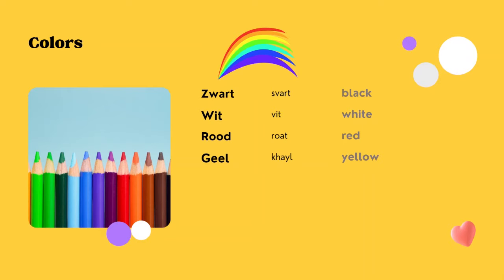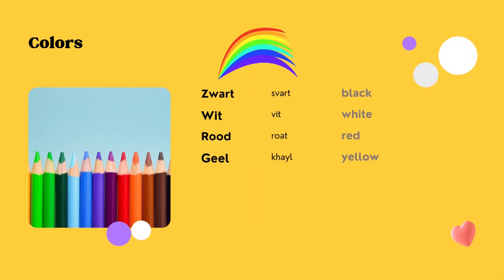Then we go to the color yellow. The color yellow in Dutch is very different from the English word, and that is geel. Geel. Or in the northern part of the Netherlands they would say geel. And in Belgium and in the southern part of the Netherlands they would say geel.